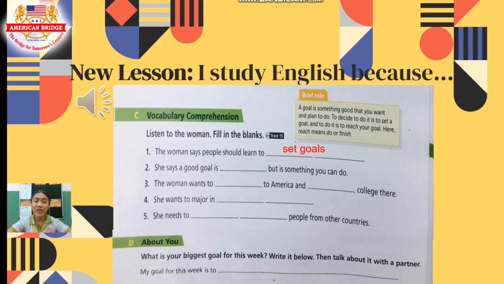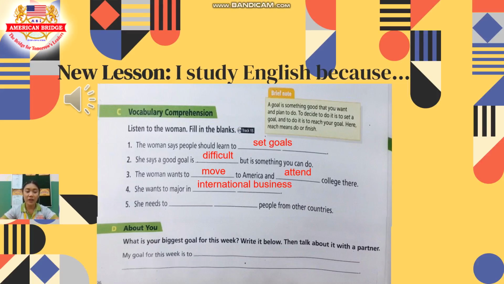Number 2, she says a good goal is difficult but is something you can do. Next, number 3, the woman wants to move to America and attend college there. Next, number 4, she wants to major in international business. Correct. Okay, for our number 5, she needs to talk with people from other countries. So this is our part C, vocabulary comprehension.